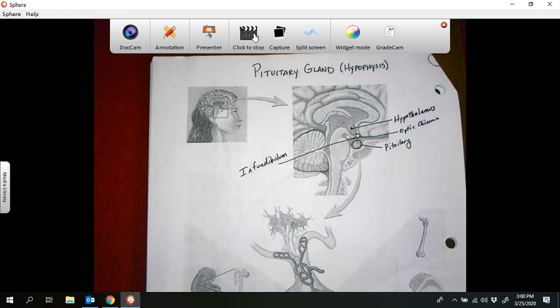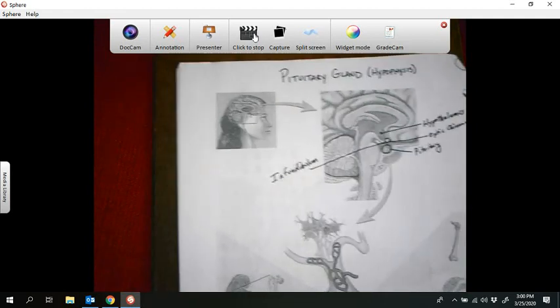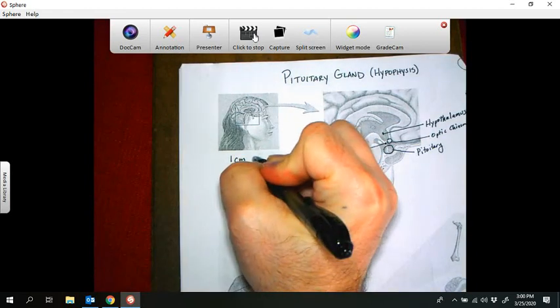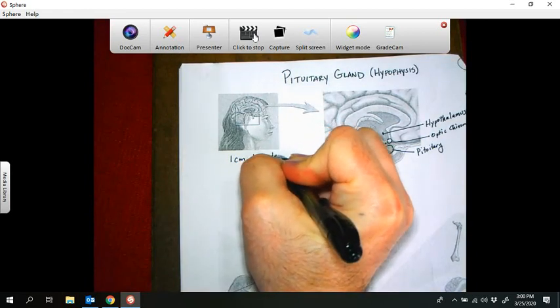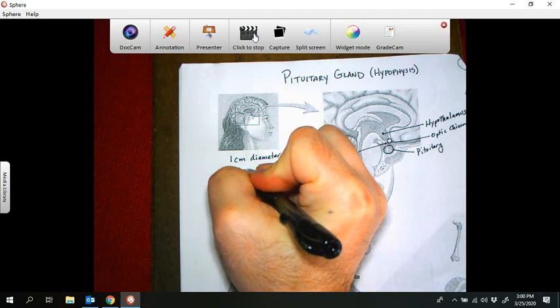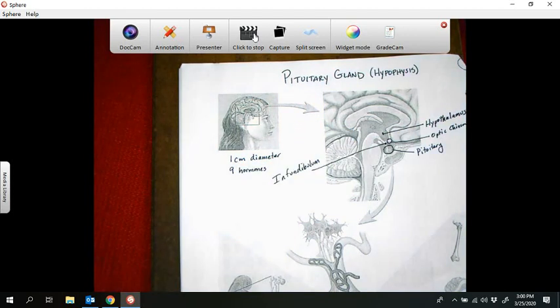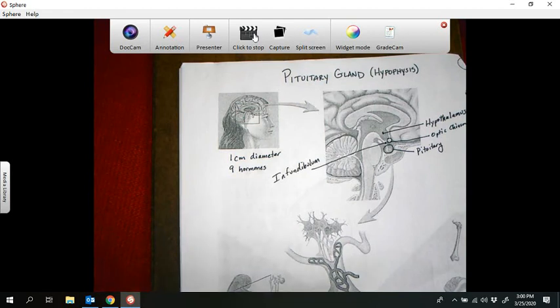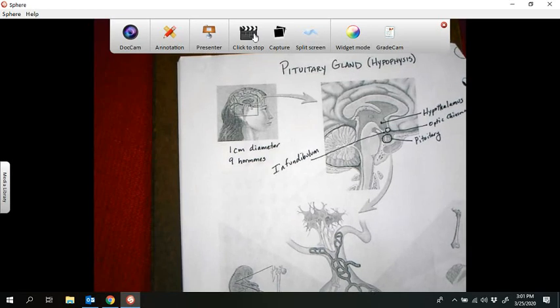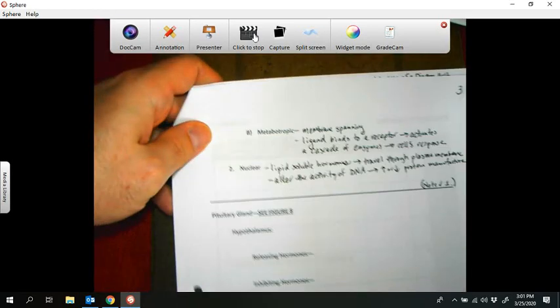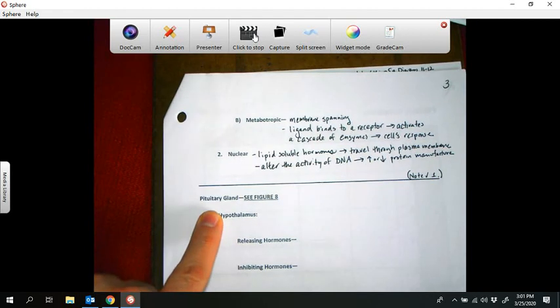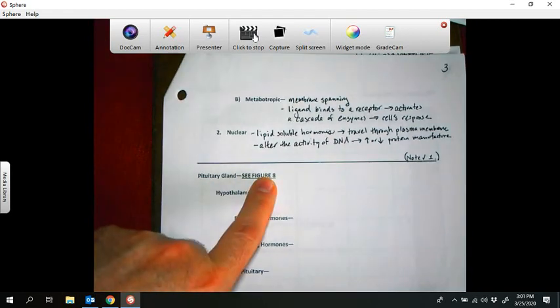So this pituitary gland, and we're going to talk about it a little bit, is about 1 centimeter in diameter. So it's really small. And there are 9 hormones that are secreted by the pituitary. And we are going to move to the note packet to talk a little bit more about the hypothalamus and the two parts of the pituitary gland before we return back to this diagram. So if you can turn to page 3 of your note packet, you can see that here it says pituitary gland, see figure 8, that's where we just were.